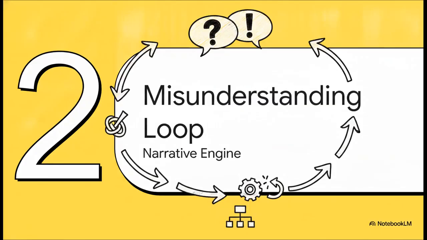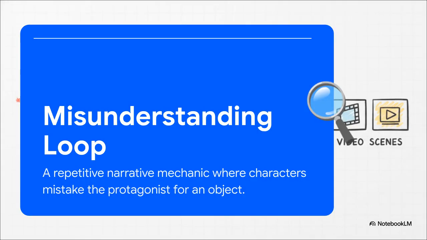Moving right along to Section 2, the misunderstanding loop. So, the core narrative engine that drives this entire story is what we call the misunderstanding loop. It's this repetitive trope that young kids just absolutely love. Every single character Stickman runs into mistakes him for a regular, everyday, inanimate object. Now, this mechanic isn't just a cute story device, it's actually highly functional for AI video production because it gives us a perfectly modular structure for our scenes.